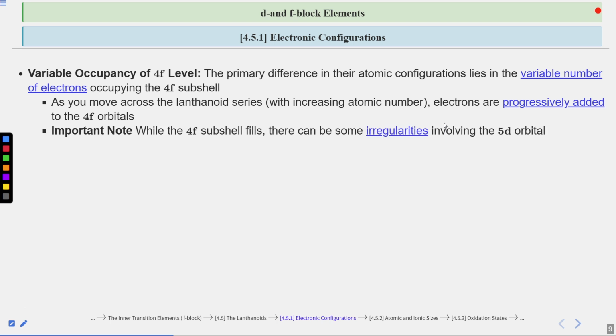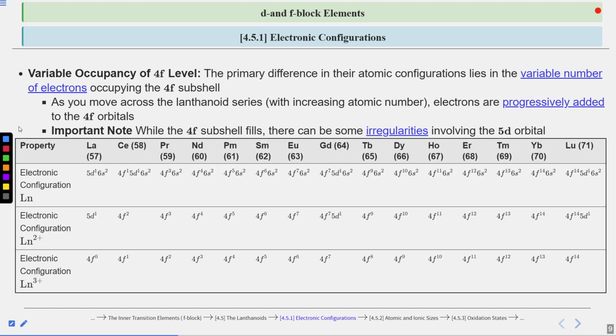The important note here is that while the 4f subshell fills, there can be some irregularities involving the 5d orbital. That means electrons sometimes go into the 5d orbital. In the case of lanthanum and cerium, they both have 5d1 in their configuration. In cerium, the electronic configuration is xenon 4f1 5d1 6s2. So the 4f subshell is still filling, but there is an irregularity involving the 5d orbital where one electron is going.